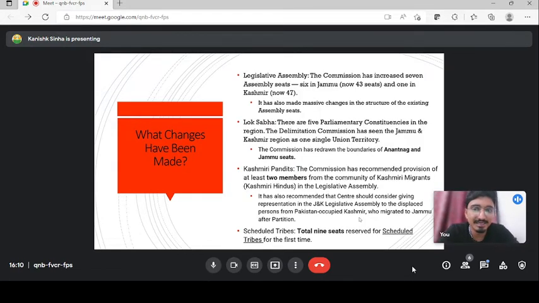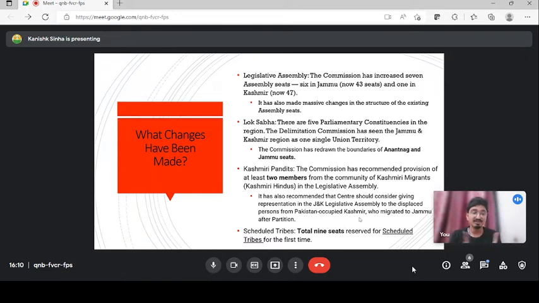So what is the recommendation of the commission? The commission recommended that there will be an increase of 6 seats in Jammu. Therefore, with an increase of 6 seats, Jammu will now have 43 seats, and one more in Kashmir, which will take it to 47. So you have to remember both ratios: the previous one, before the Delimitation Commission gave its recommendation, and the present one, that is 43 and 47 in Jammu and Kashmir.